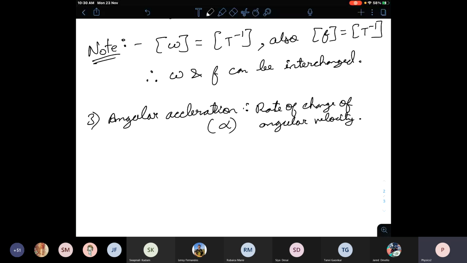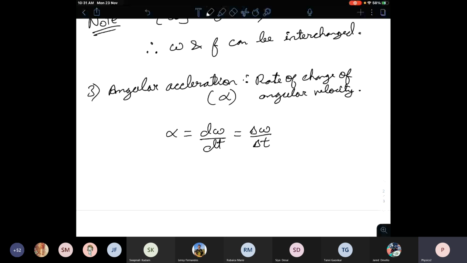So what we can write here is alpha is equal to d omega by dt, or delta omega by delta t. These are the formulas. Again, the same logic: d omega by dt will be used for calculating instantaneous angular acceleration. If I have to calculate average acceleration, I will use delta omega by delta t. Simple. These are all basic things. We have done this many times.